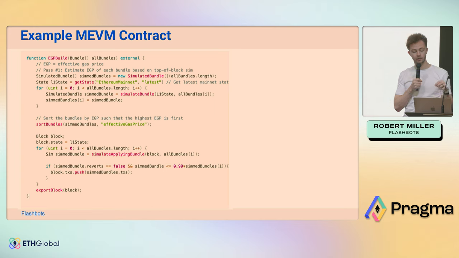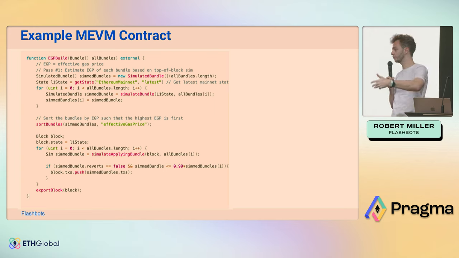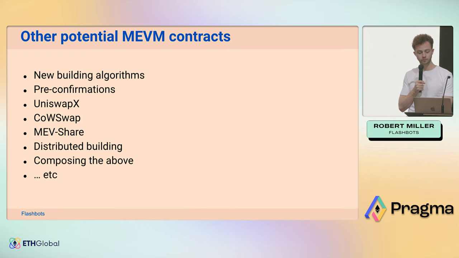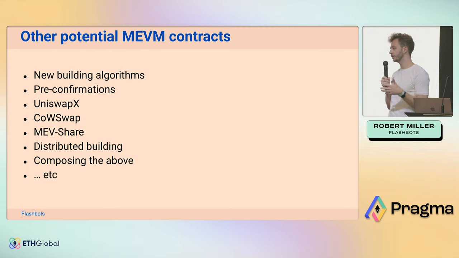And lastly, on that second to last line, we are exporting the block, so we are making it available for Ethereum proposers to actually include on-chain if they request it from SUAVE. And this is just one example of a use case. There's a ton of stuff that you can build. So any off-chain MEV infrastructure, we have the ambition of being able to support within the MEVM.